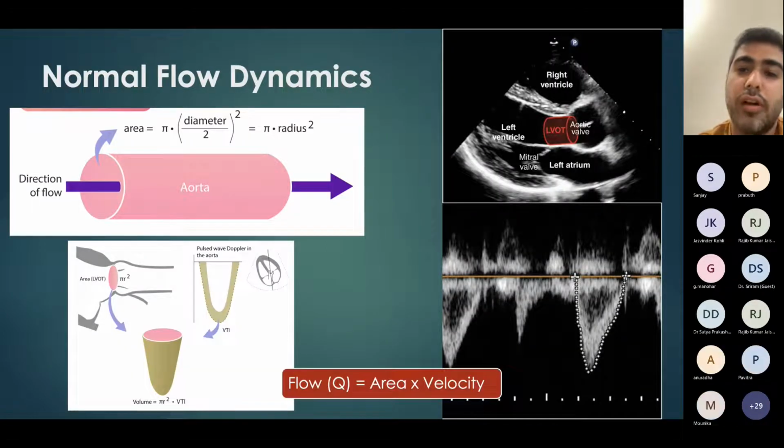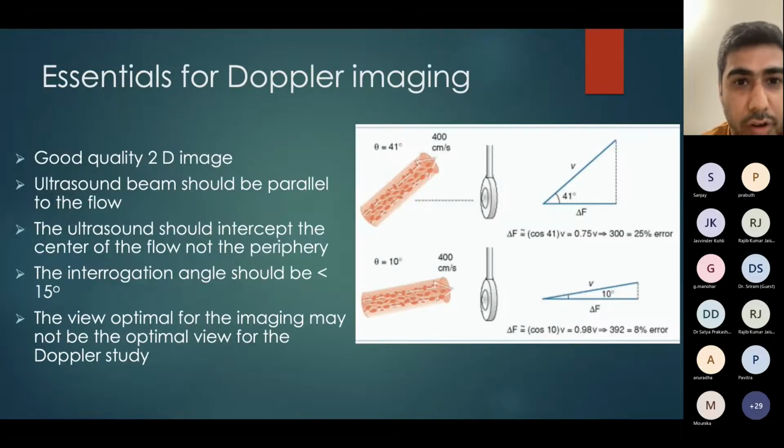So coming to understanding the normal flow dynamics across an aortic valve, the flow is through a cylindrical structure, and the cross-sectional area is given by pi r square, which is multiplied by the velocity or the velocity time integral to give the flow across it. And if we can make all these measurements, then we can get an idea about the flow which is happening across the aortic valve or the left ventricular outflow tract.